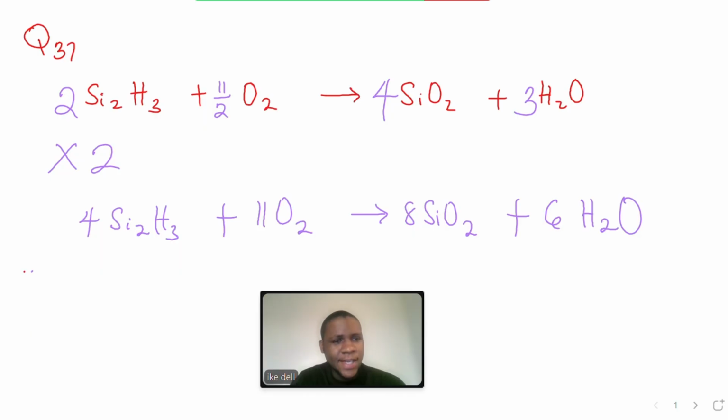You can just check it again. My silicon is 8 here, is 8 here. My hydrogen is 12. 6 times 2 is also 12. My oxygen is 22. And what do I have here? 8 times 2, 16. 16 plus 6 is 22 as well. So that means that this is very much balanced.